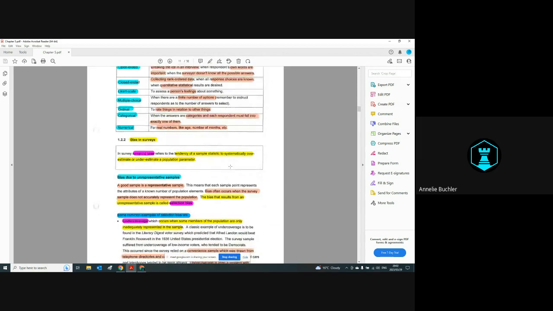Now we're going to discuss bias in surveys. You get your sampling bias. It's the tendency of sample statistics to systematically overestimate or underestimate the population parameter.